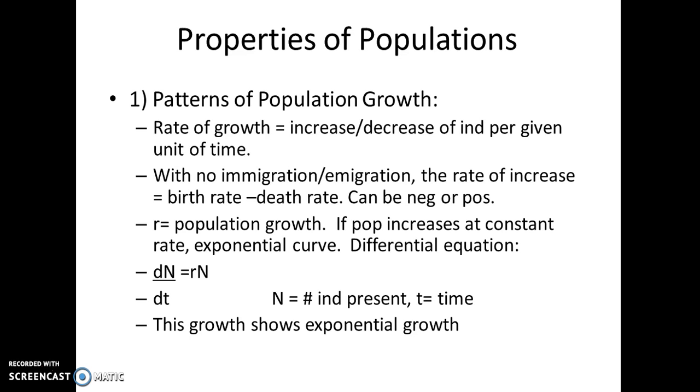So there is an equation, a differential equation, where R equals population growth. And if population increases at a constant rate, you see an exponential curve. So dN/dt equals RN, where N equals the number of individuals present and t equals time. The growth shows an exponential growth. Now this is if resources are limitless.